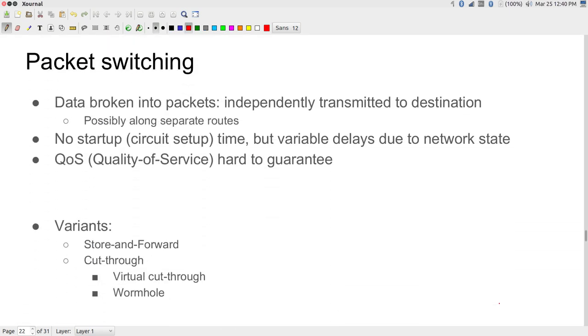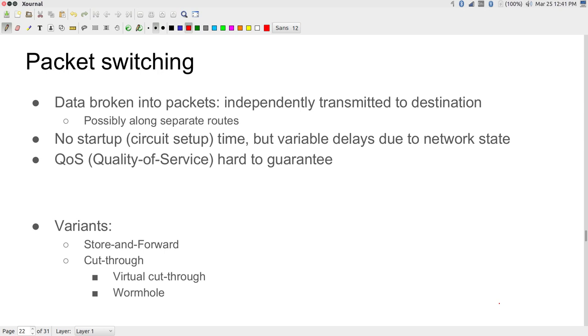Packet switching, on the other hand, takes another approach. It says that I will take data and break it up into packets. This is what happens, for example, on the internet. And the packets can be independently transmitted to the destination, possibly along separate routes. There's really no startup time required over here because I don't need that back and forth for setting up a circuit. As soon as I have data, I start sending it out. And the routing tables, or whatever routing approach I'm following, will take care of finally getting it to the destination. The problem with packet switching is there is something called quality of service.